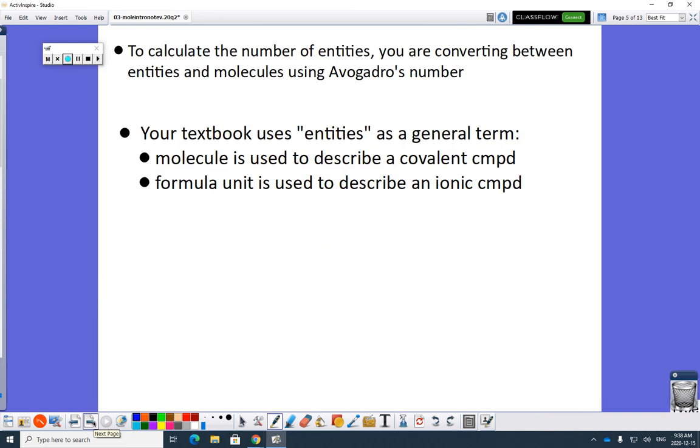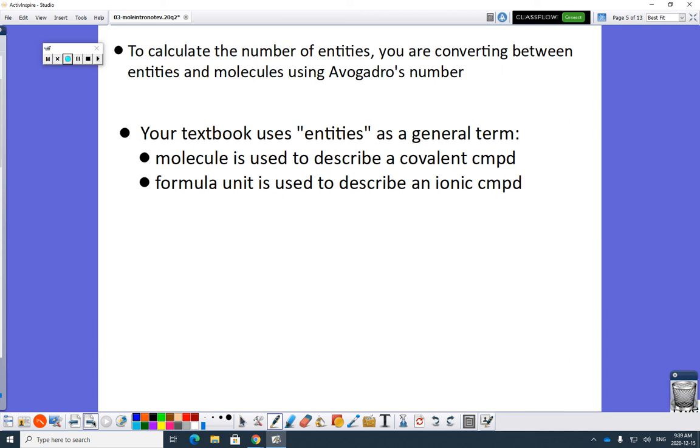Okay, so to find the number of entities, and again, your textbook is very specific, okay? So entities is a general term. So if it's a covalent compound like nonmetals like carbon dioxide, nitrogen dioxide, they're going to say how many molecules. If it's an ionic compound, sodium chloride, that hydrate we just did, they're going to call it formula units, okay? So that is very annoying.